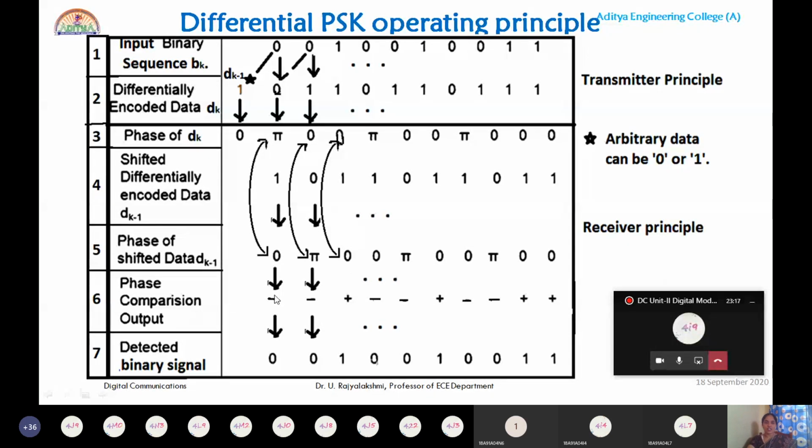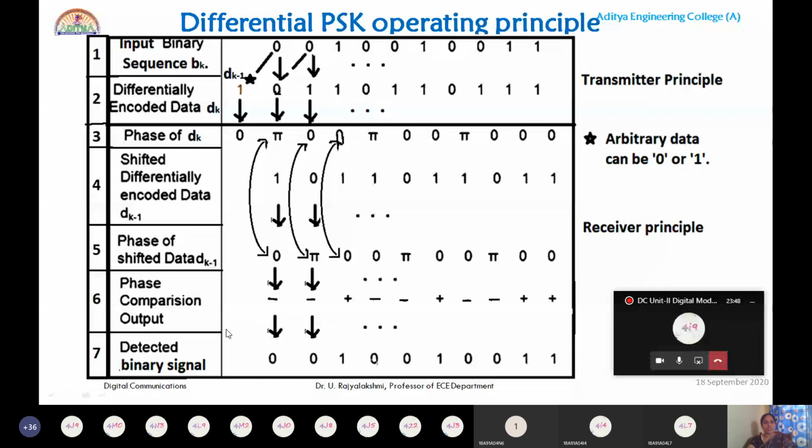So this reduction or increase in the magnitude is the output of the low pass filter. This is obtained by comparing the phase of DK and DK minus 1. So finally, you will get negative, negative, positive like that. Whenever you have different phase, you will get a reduction in the magnitude. Whenever you have the same phase, you will get an increase in the magnitude. Finally, you get the output of the low pass filter with reduced or increased magnitudes.